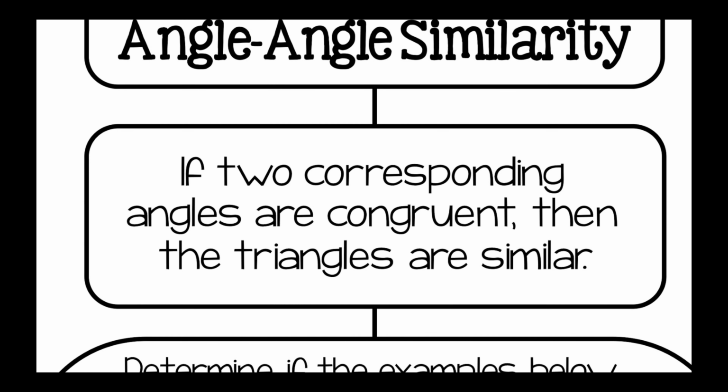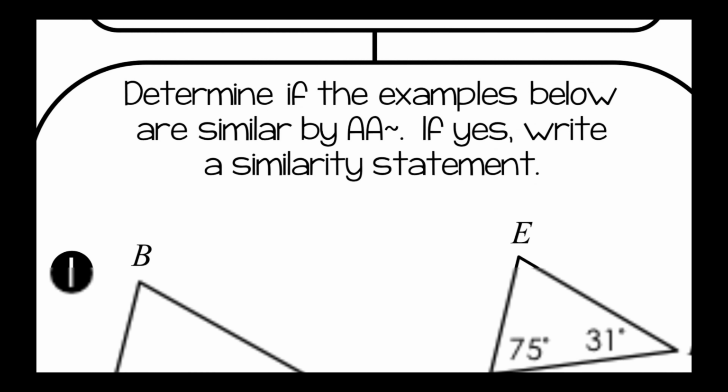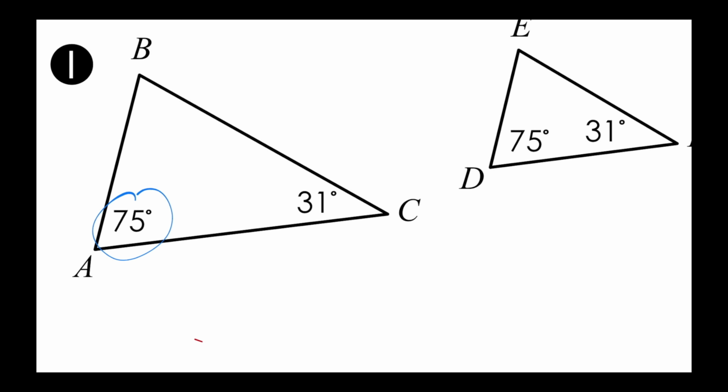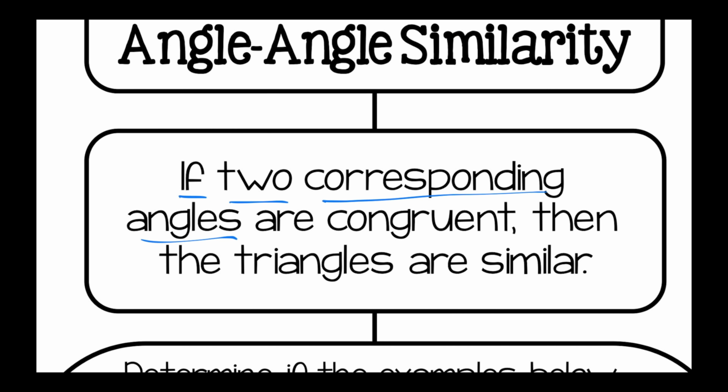Now, this definition, somebody called me out on it this morning, so we're going to change it a little bit, because it says if two corresponding angles, so that just means two. So if I look at this picture right here, that's one and that's two. But that's not what it means. It means if two pairs of corresponding angles are congruent, then the triangles are similar.